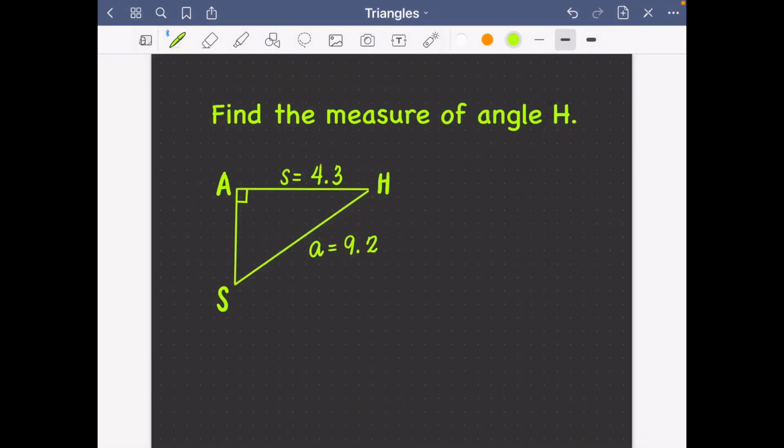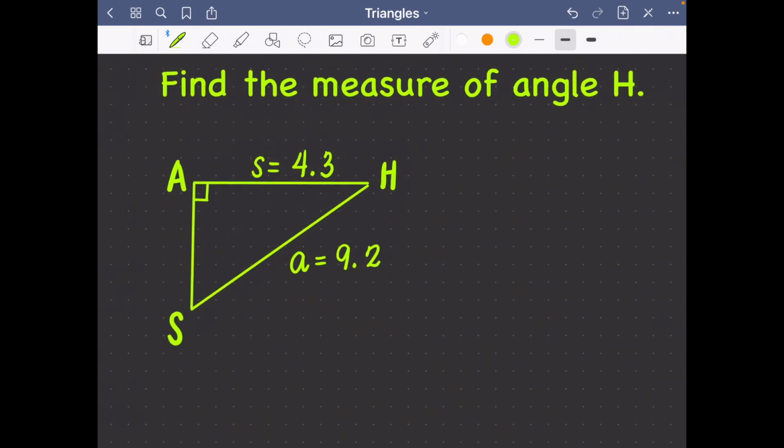Let's go to example number 3. What if you're asked to find the measure of angle H, given the triangle ASH? So let us look for angle H. This is our angle H, and this one is unknown. Now let us determine the given sides based on angle H.